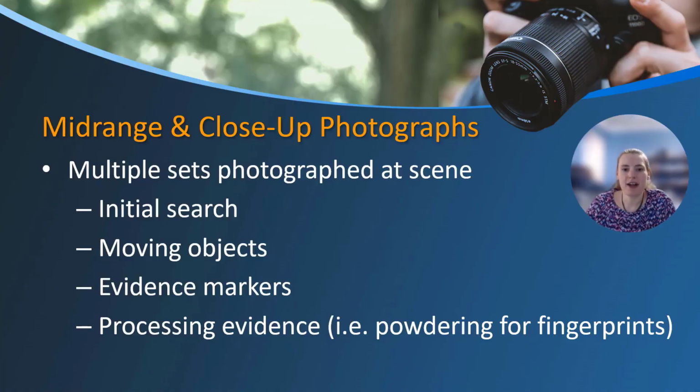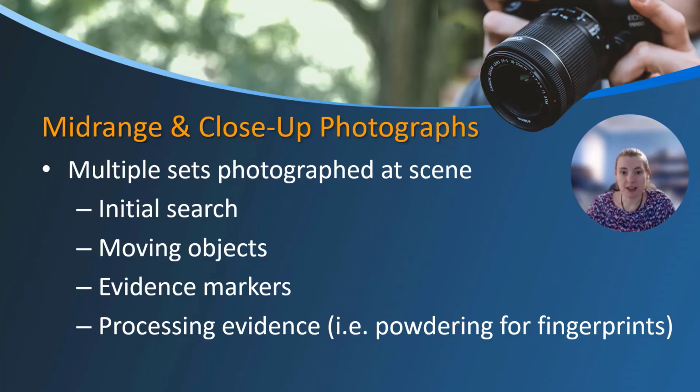When processing a crime scene, you're going to take multiple mid-range and close-up photographs. You're going to take a series of mid-range and close-up photographs for evidence in the scene during your initial search. These photographs will not include any evidence markers, any scales, any other kind of documentation. They simply provide a visual record of the evidence that you identify early in your search.